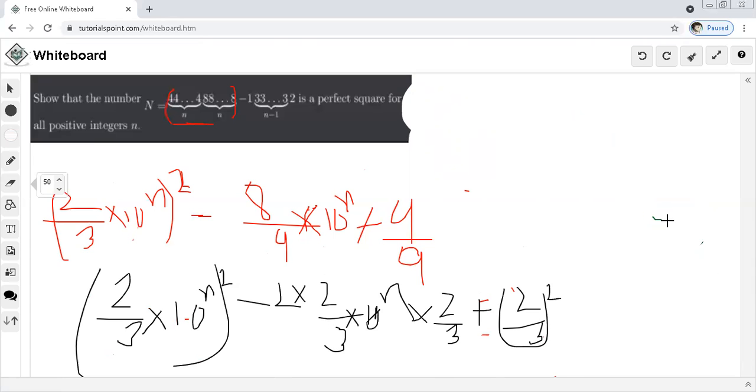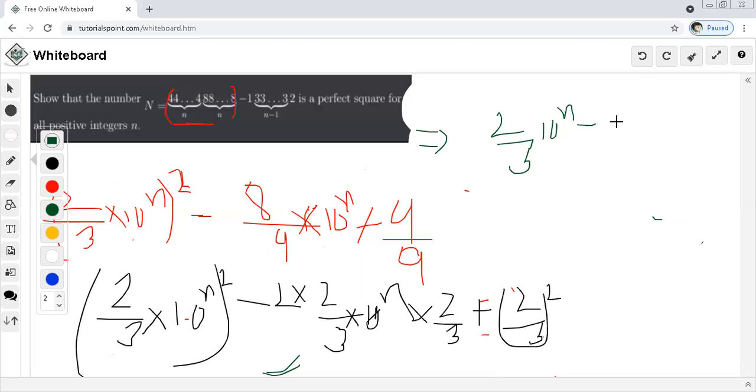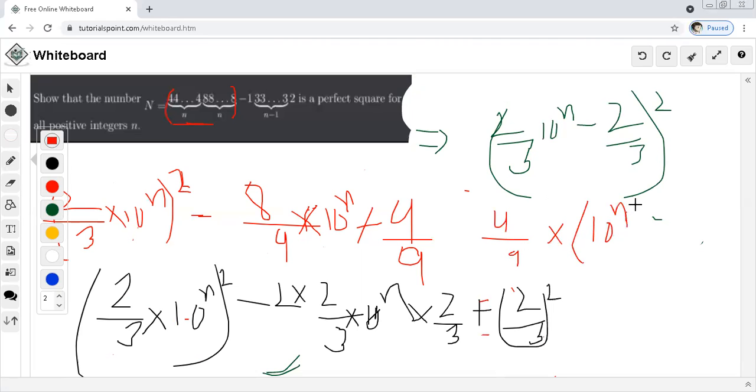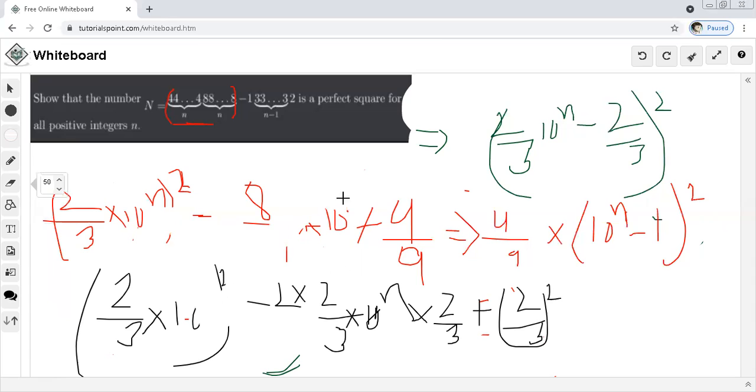and this one reduces down to a perfect square clearly, (2 by 3 10 to the power n minus 2 by 3) whole square. Now you can simply write this thing as 4 by 9 times (10 n minus 1) whole square. So you can clearly see this thing is a whole square, so this number is actually really a whole square. This was a very interesting question though.